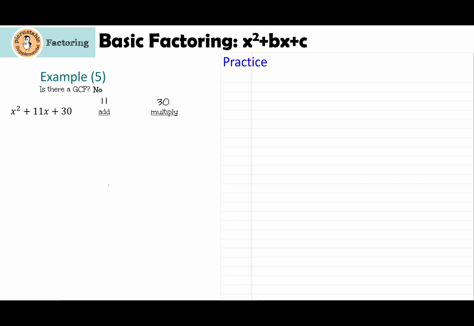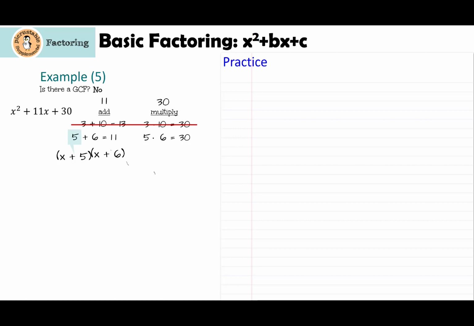All right, well, I know that 30 is 3 times 10, and that equals 30. But 3 plus 10 is 13. It's not going to work. What about 5 times 6? Well, 5 times 6 is 30. Cool. So we just did it. Wow. We have x plus 5 times x plus 6.